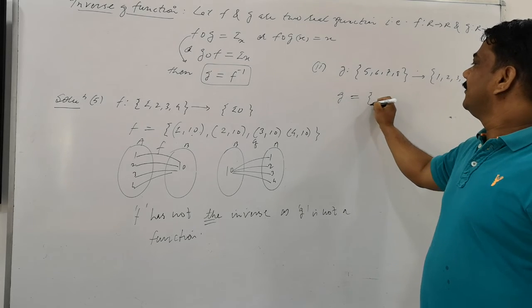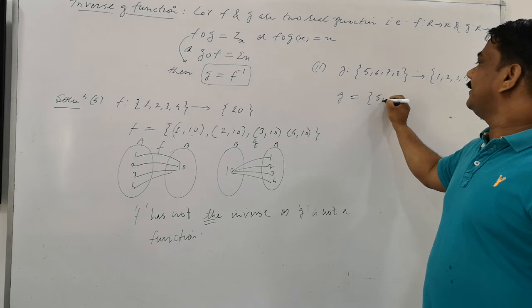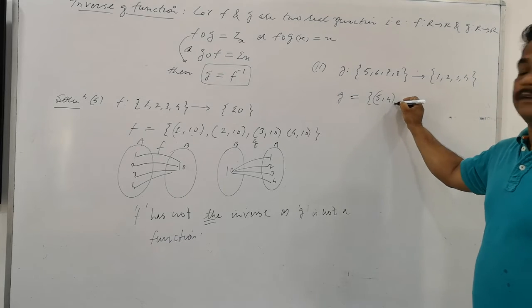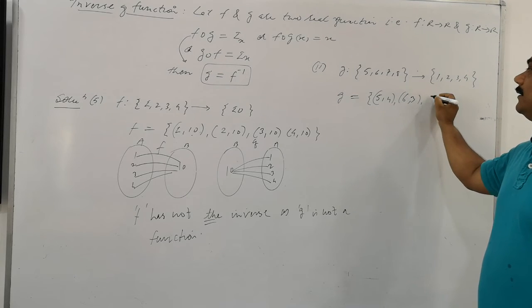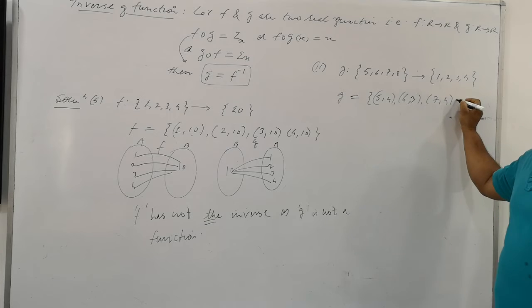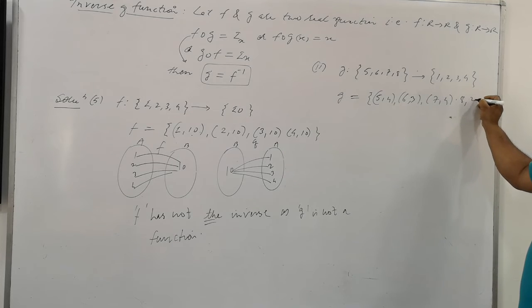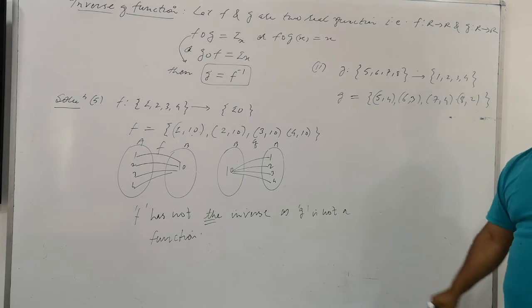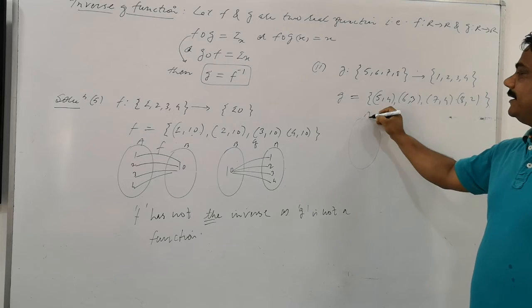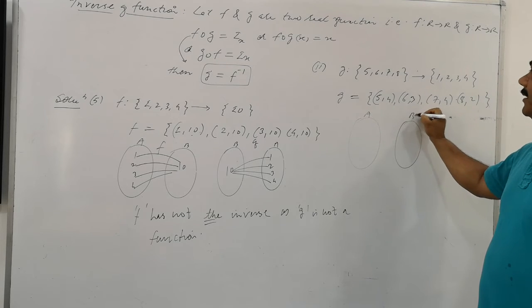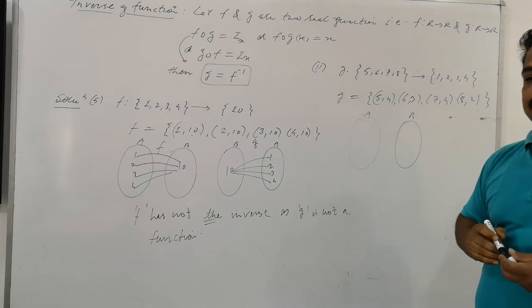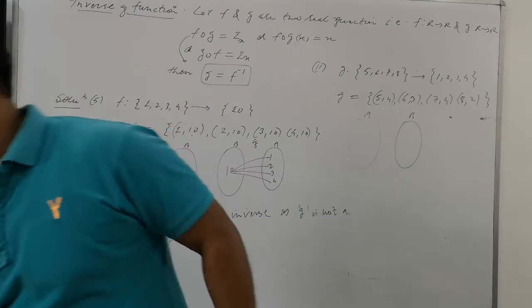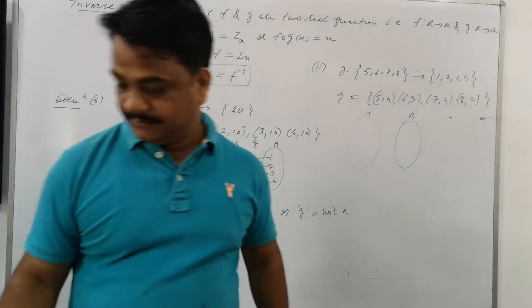G is 5, 4, 6, 3, 7, 4, 8 and 2. Have a look please. Same. A mapping is to be given here. By giving a mapping, you can give a very easy illustration for understanding the function.